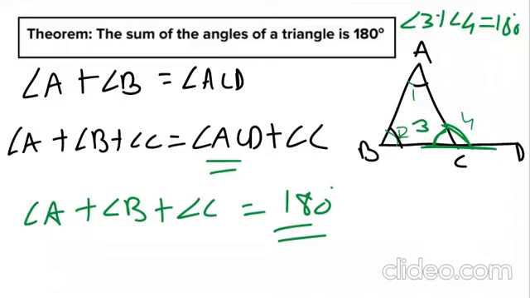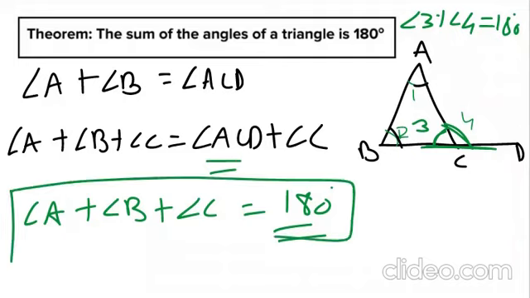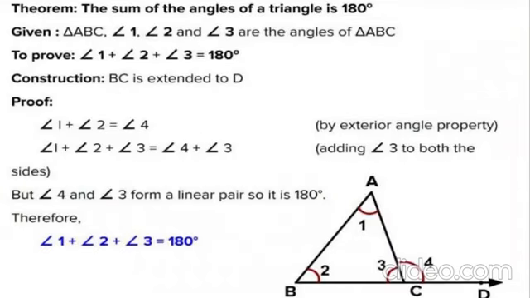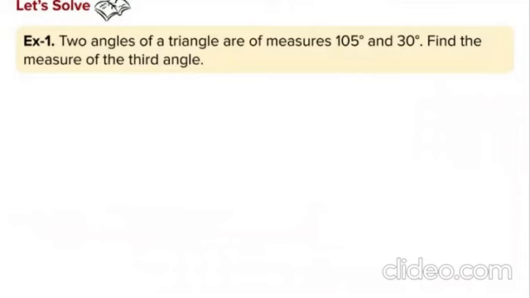So did you see how we proved it? What did we do here? We just made an exterior angle 4 here, correct? Now 3 and 4 both are nothing but a linear pair, and angle A plus B is equal to ACD, by the exterior angle property. So with that we can say that the sum of the three angles is 180 degrees. Here is your proof. Now let us do two more questions and end with our session today.